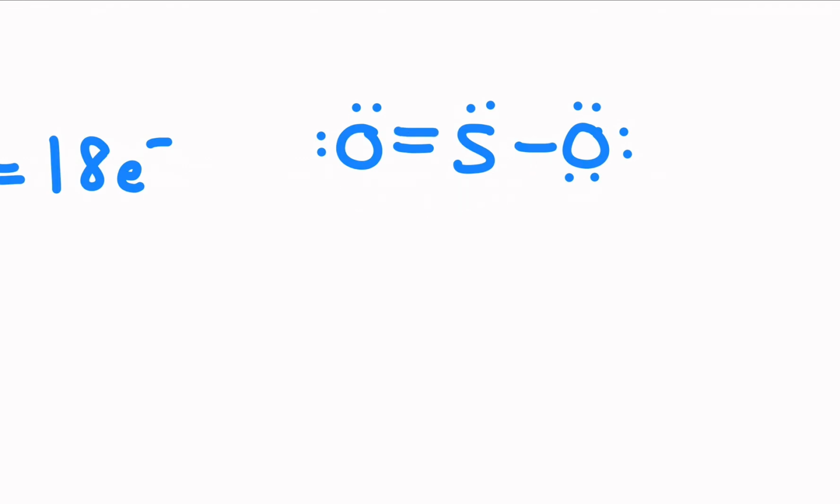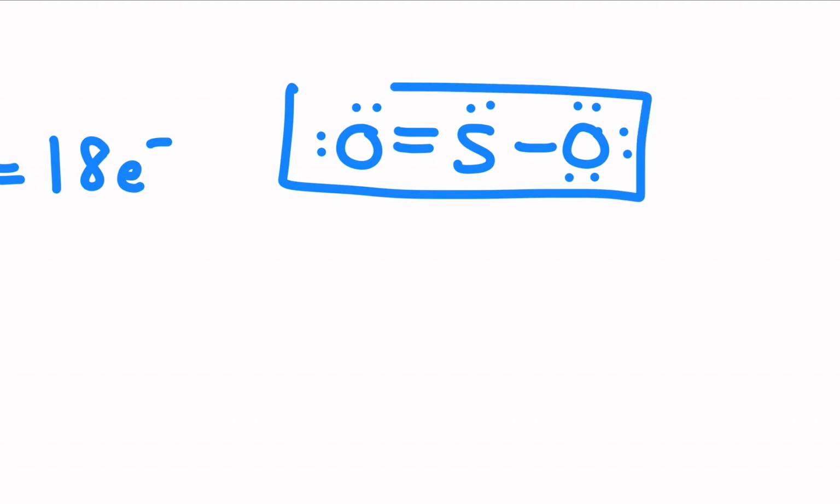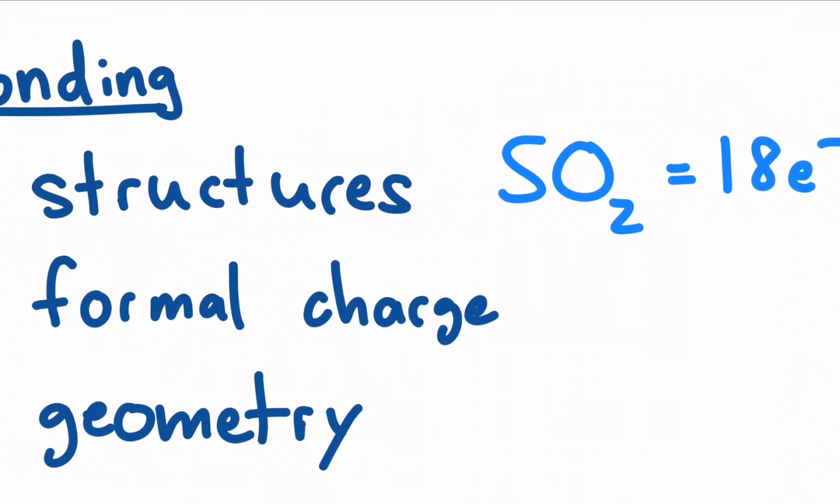So you'll need one double bond in order to make this work, and that is one valid Lewis structure for sulfur dioxide. And as we'll see shortly, there is more than one valid structure, and we'll even talk about which ones are preferred. So the second item, formal charge.